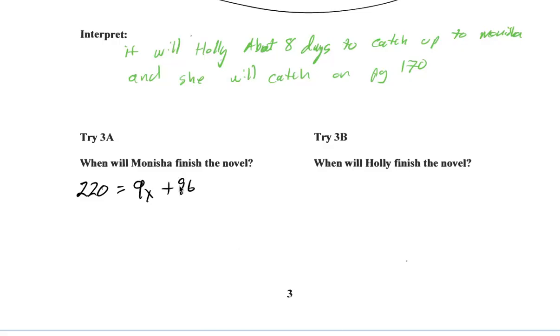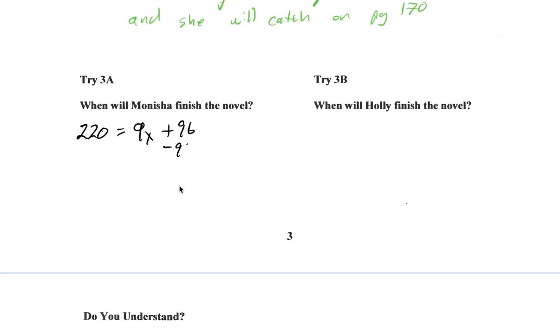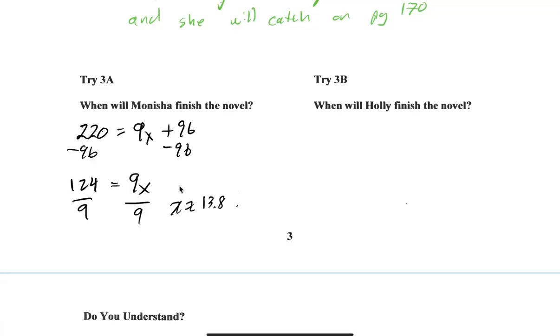And all we have to do here is solve it. So minus 96 from both sides. So you get 9x is equal to 124. Then we can divide by 9. And we get x is approximately 13.8 days. Remember, x is days. So it's going to take about 2 weeks to finish the book.